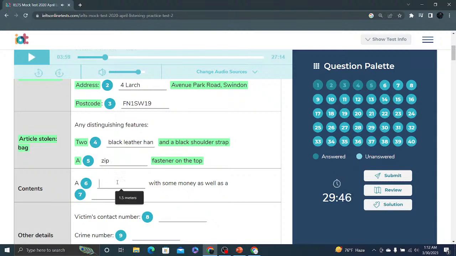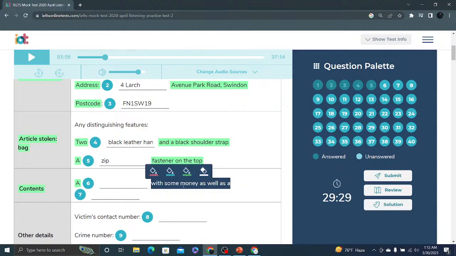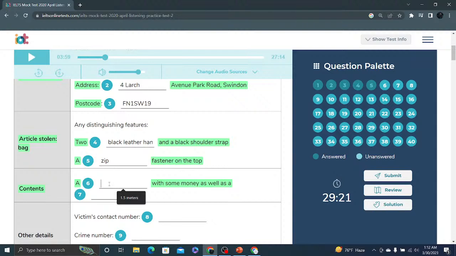Okay, here we got it. Now let's listen for question number 6. Now we're going to listen for contents. Let me highlight. And blah blah with some money as well as blah blah. So we are going to listen for 6 first, then we will listen for 7. Let's listen for 6 first.